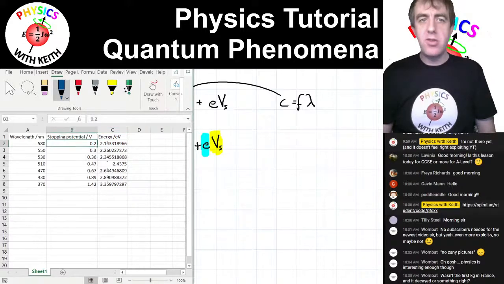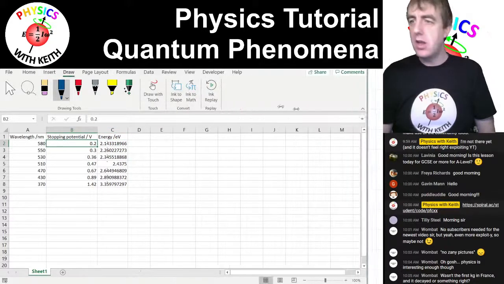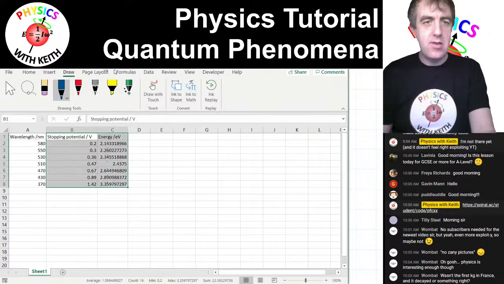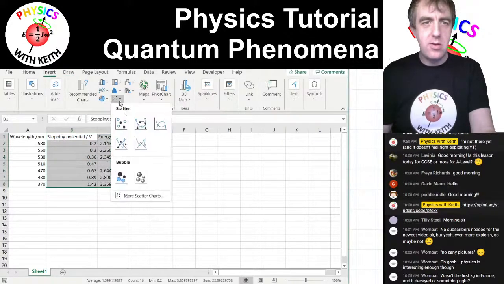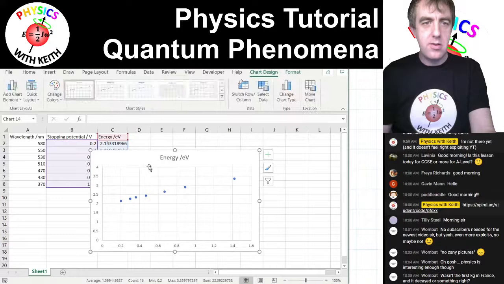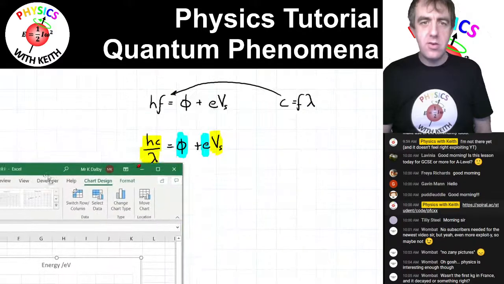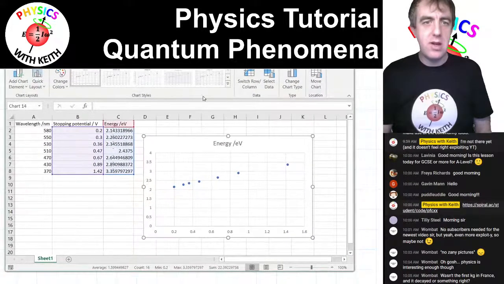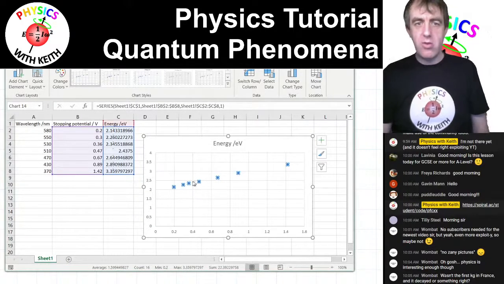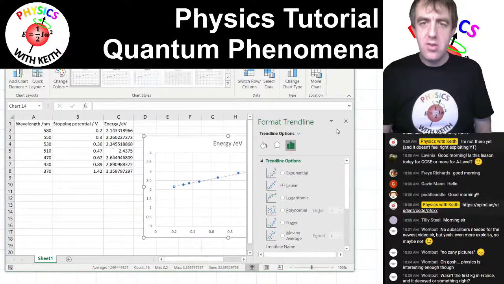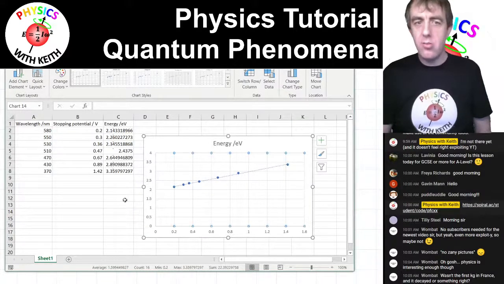And now the tricky bit is plotting the graph I want, forcing Excel to do what I want. So I want the stopping potential on the x-axis. Let's see if it does what I want it to do. Stopping potential on the x-axis, energy of the photon on the... Is that the energy of the photon? hc over lambda, yeah, on the y-axis. We get a straight line, that's reassuring. If I draw a trend line, is it a straight line? It's pretty good. It's not bad.